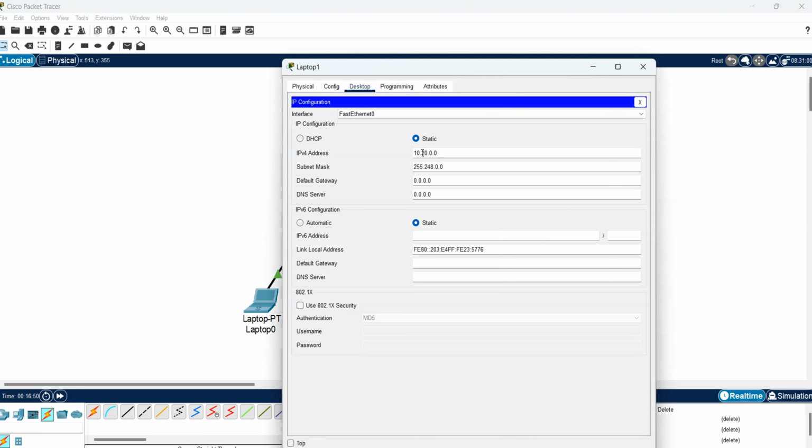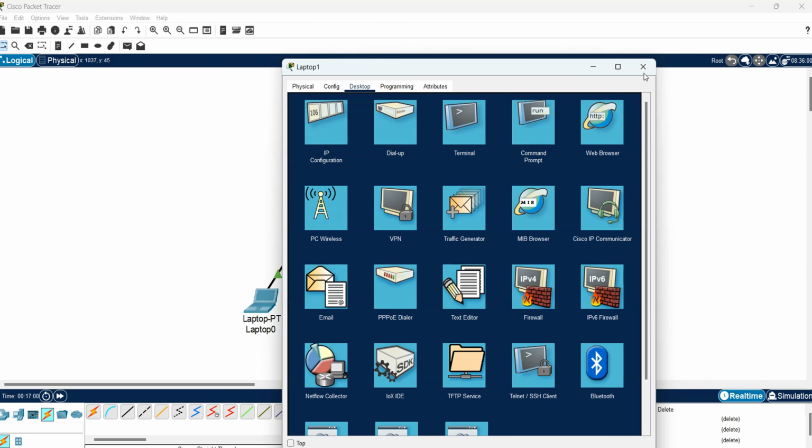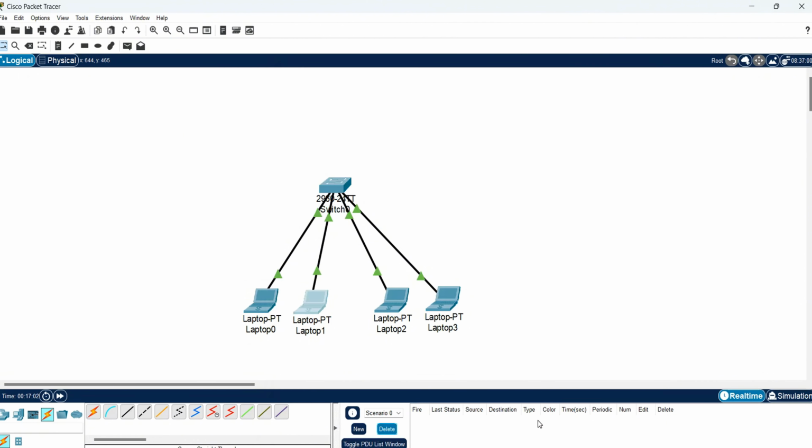And I'll make the other one 10.3.255.254. And I'm going to make this as a what? As a 254.0.0. See that? Okay, so these two should be able to talk to each other.